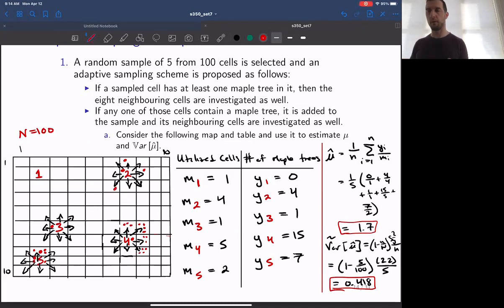And then, of course, from this point, we can do the usual thing. So we can use our variance to create the bound and then use the bound to find the interval for the estimate of the population mean number of maple trees in this particular area. All right. Any questions?